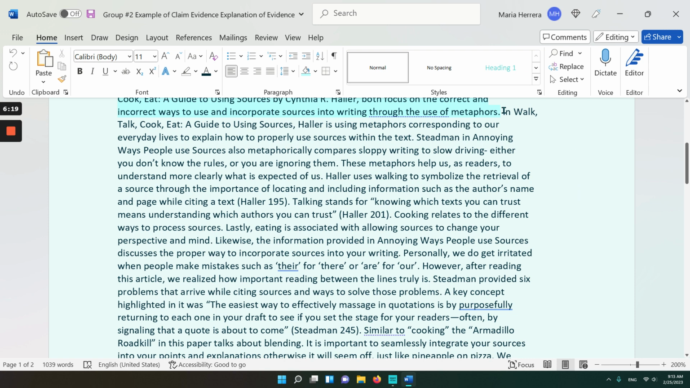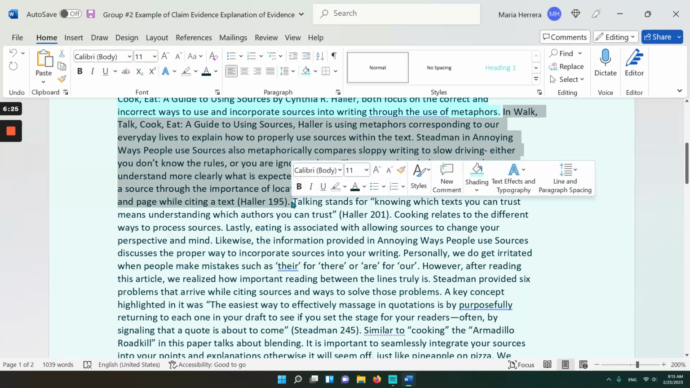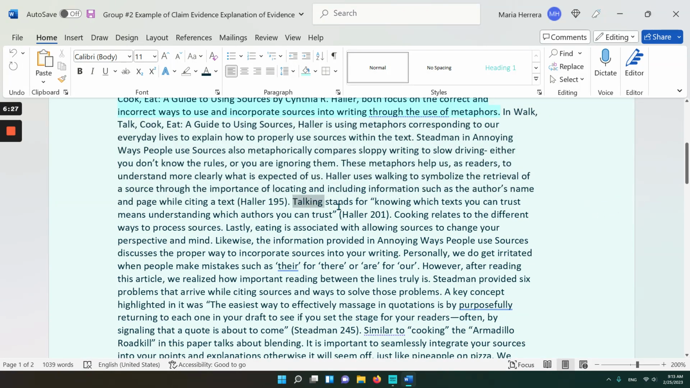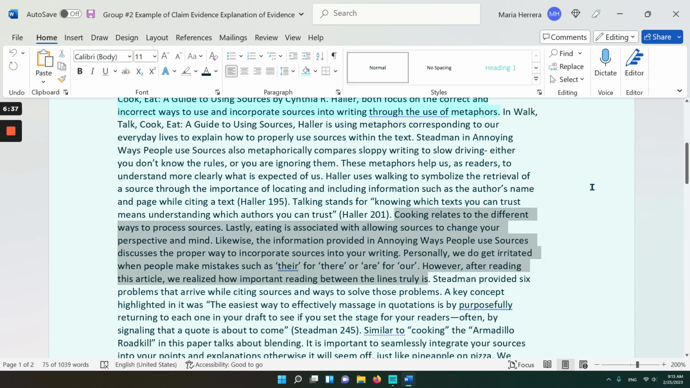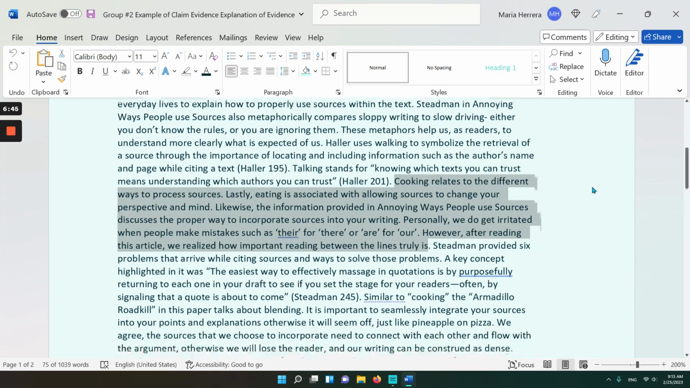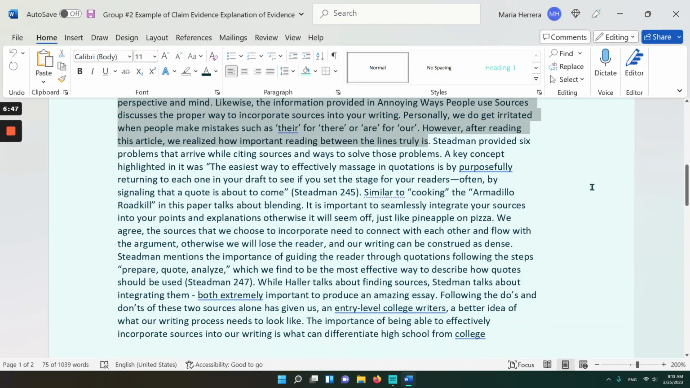Now, notice the effort that the students are doing to talk about the most important points of Haller. And then they analyze everything that Haller is saying. Now, when we use claim, evidence, explanation of evidence, the evidence has to be included in one specific section. This is not happening in this paragraph.